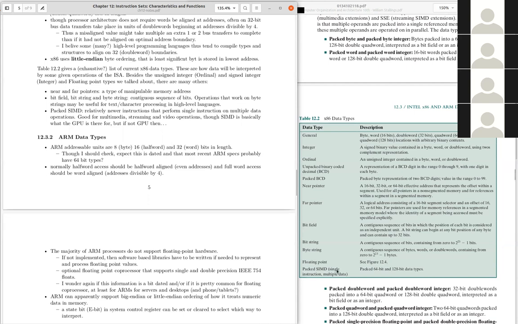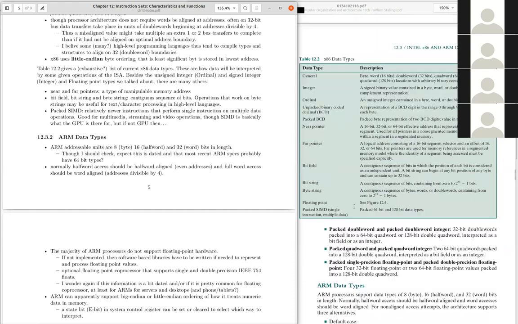I'd already skipped to this. I don't know if this is exhaustive, but there are some other fundamental data types for the x86 operations than the numeric ones. There are bit fields for doing logical operations, logical ands, ors, and nots, and shifting and things. Some things for doing string manipulations, bit and byte strings. There are, of course, floating point and integer and ordinal for signed and unsigned integers. And packed SIMD for the MMX instructions that it talks a little bit about in here.